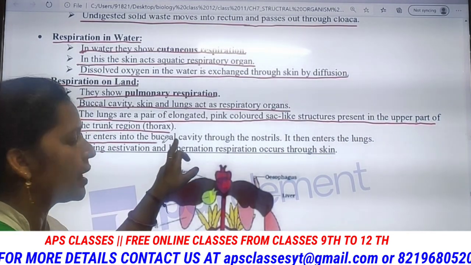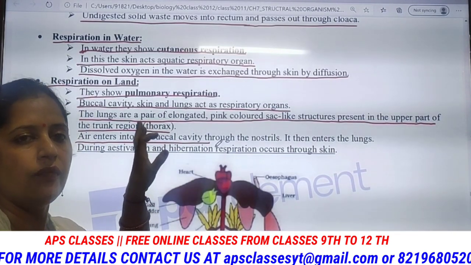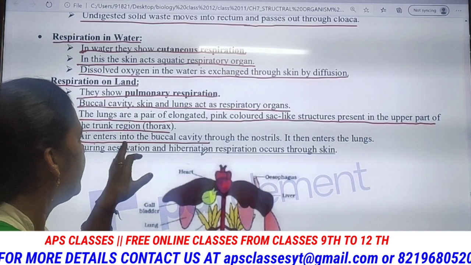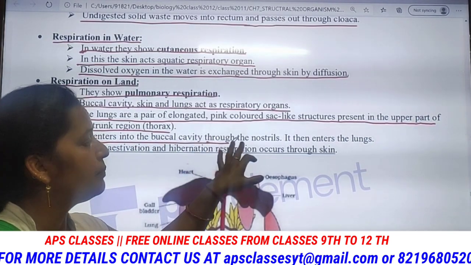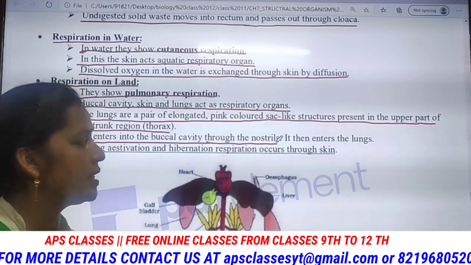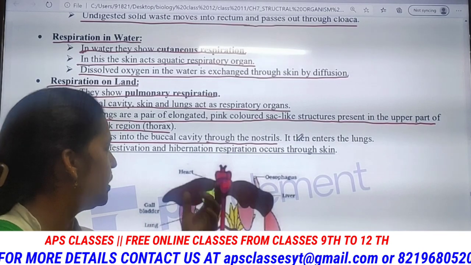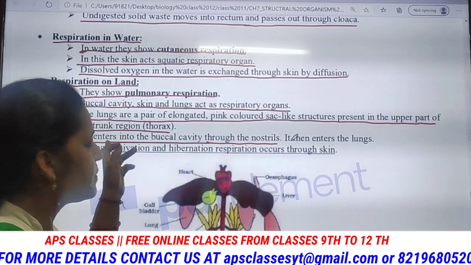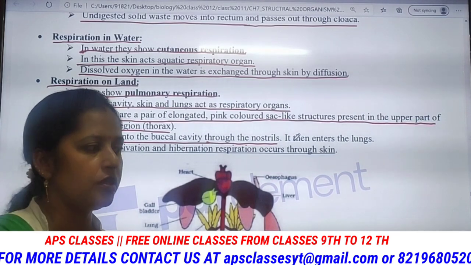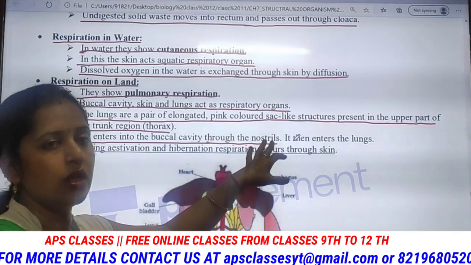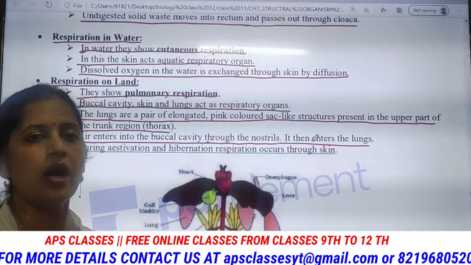Air enters into the buccal cavity. सबसे पहले air जो होगी वो respiration in case of land या respiration in the land में क्या होगी, जो air होगी वो enter करेगी through the nostril and after that passes through the buccal cavity. और जैसे ही वो air जो होगी वो enter करेगी nostril में और buccal cavity में. सबसे पहले air जो है वो enter हुई nostril में, after the nostril it enters through the buccal cavity and it then enters into the lungs. फिर buccal cavity से होती हुई वो कहाँ pass करेगी?